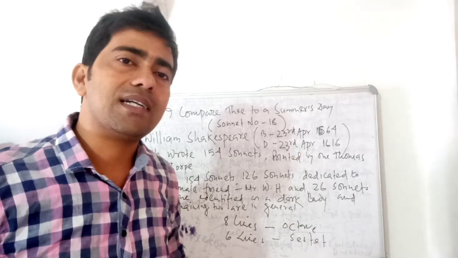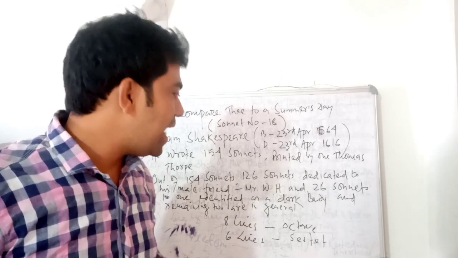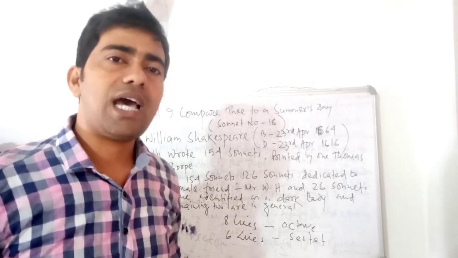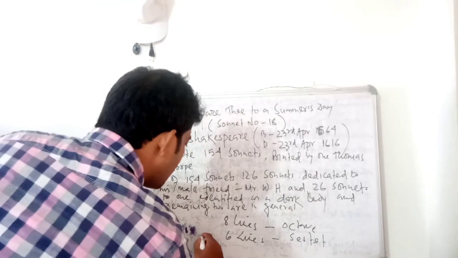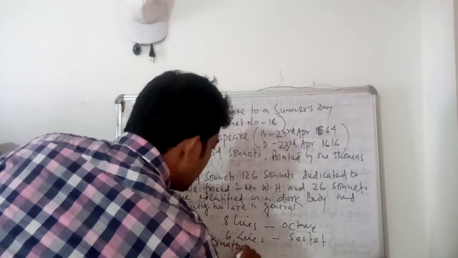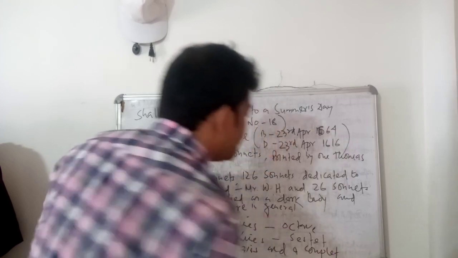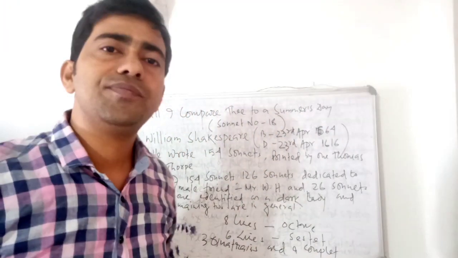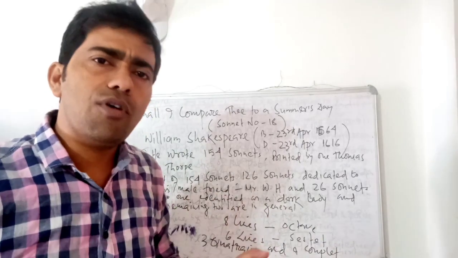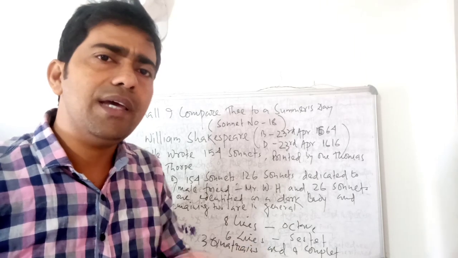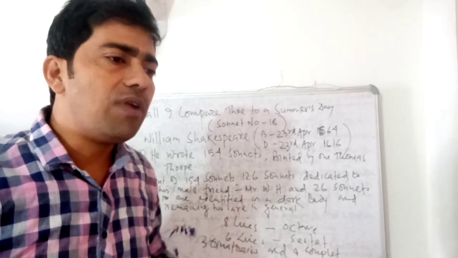All right, but Shakespeare modified the Petrarchan sonnet form, and he made his own style, his own rhyme scheme. What is it? It has three quatrains and a couplet. One quatrain consists of 4 lines. So three four-line stanzas followed by a couplet, total 14 lines.